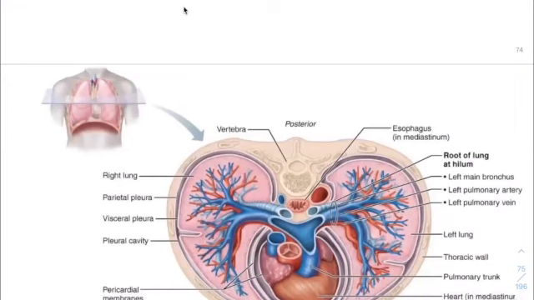So here's that same picture where I pointed out that pleural cavity. This is filled with pleural fluid. The lungs have that pleural cavity, just like the heart has that pericardium or pericardial cavity.